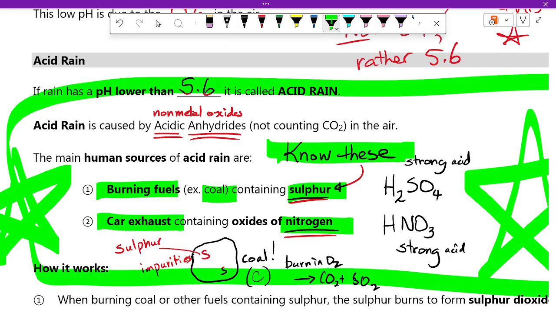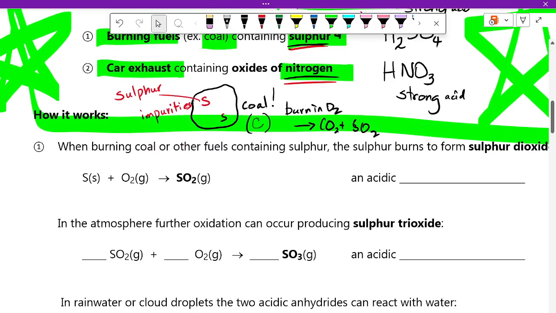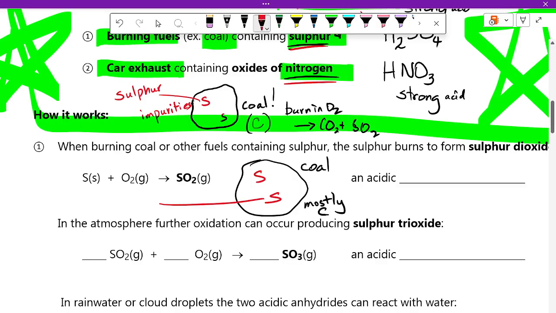So let's take a look. That's what we're looking at: why. When burning coal or other fuels, and if you remember, we had our little picture of coal, which is mostly carbon, but we have some sulfur impurities. So S reacts with O2 to form SO2. That seems fairly straightforward, yes?